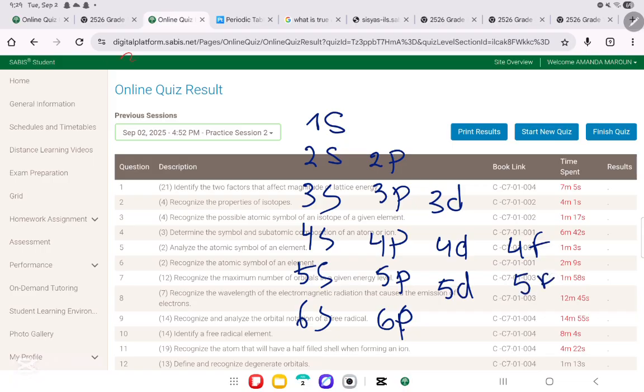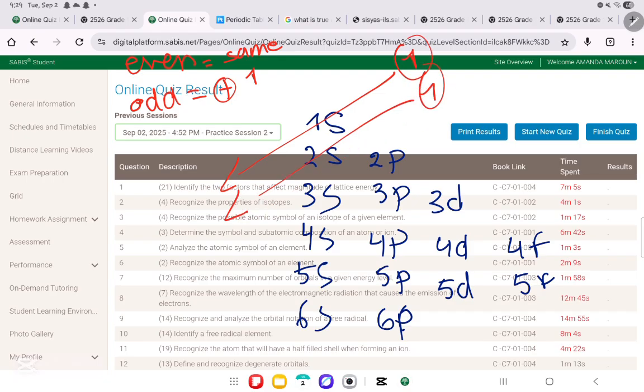Now, always, if it's even, it will be the same as the one before. If it's odd, you need to add 1. So we start with 0. 1 is an odd number, so we will add 1, so we will take 1. Even, you will take the same as you took before. So this is the second arrow. How many will you take? You will take 1. So this is the third arrow.